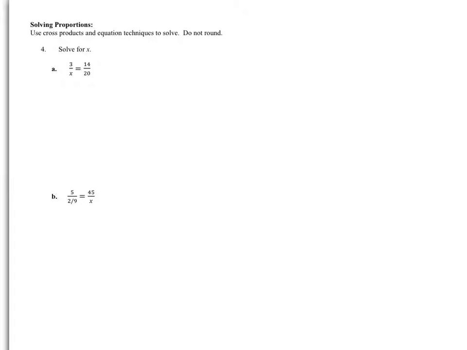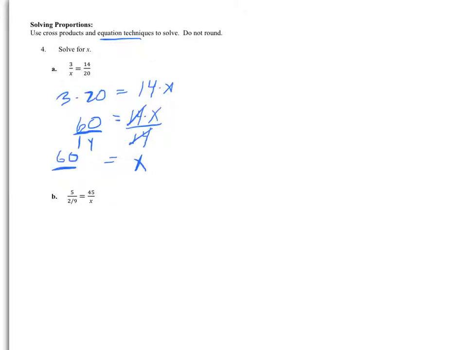The first problem there says solve for x. 3 over x equals 14 over 20. Using cross products, we're going to multiply 3 times 20 and say that that is equal to 14 times x. And we're going to solve for the value of x. 3 times 20 is 60. And then on the right-hand side of this equation, we still have 14 times x. And using our equation techniques, we can divide both sides of this equation by 14 to leave us with just x. And in this case, x would equal 60 over 14.